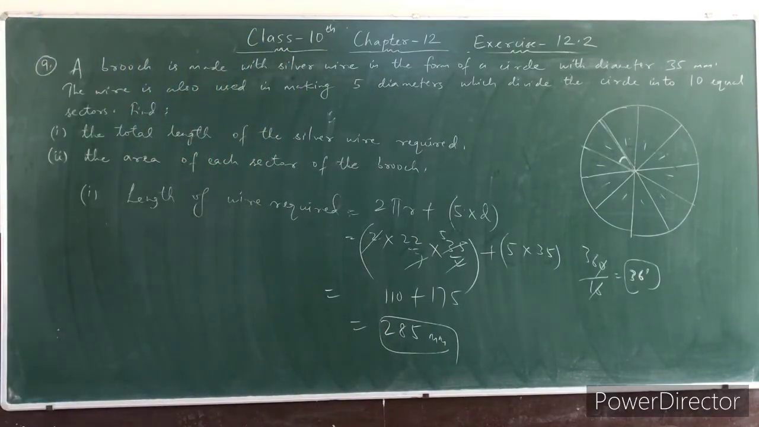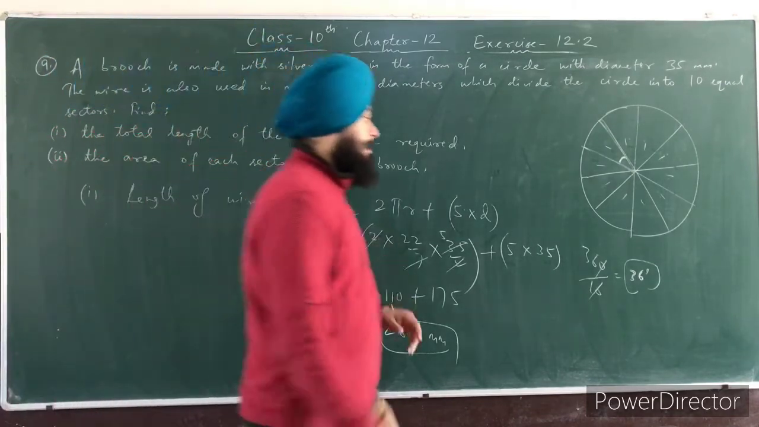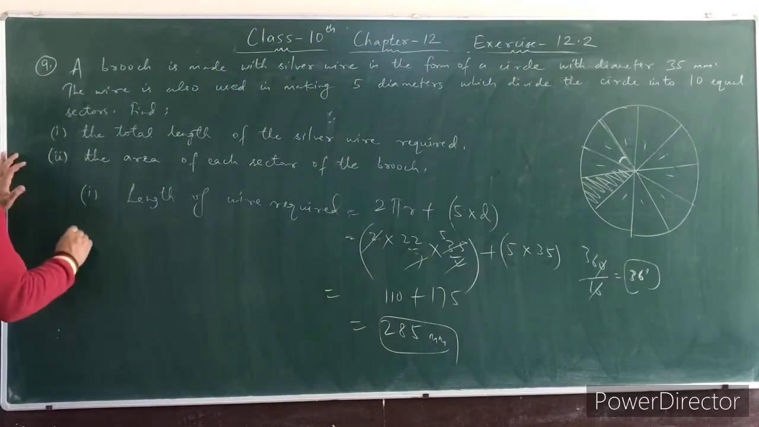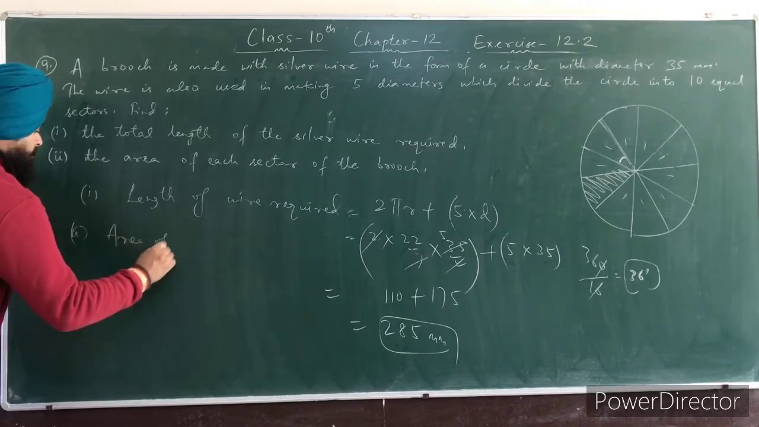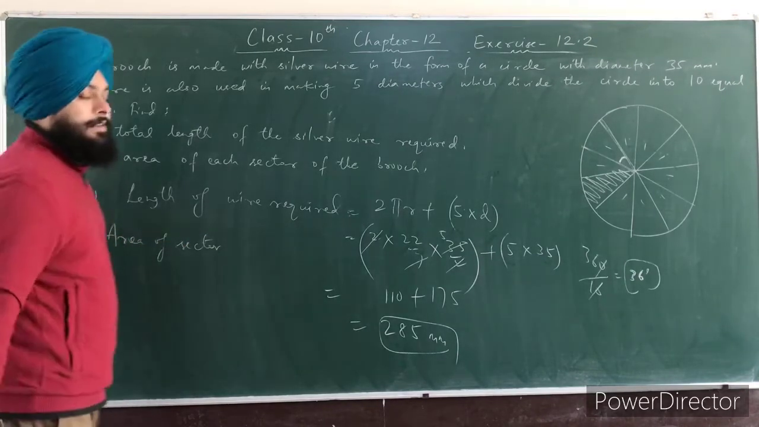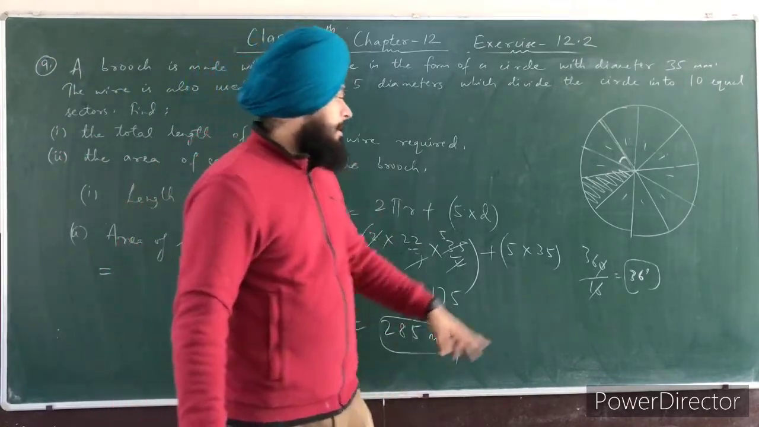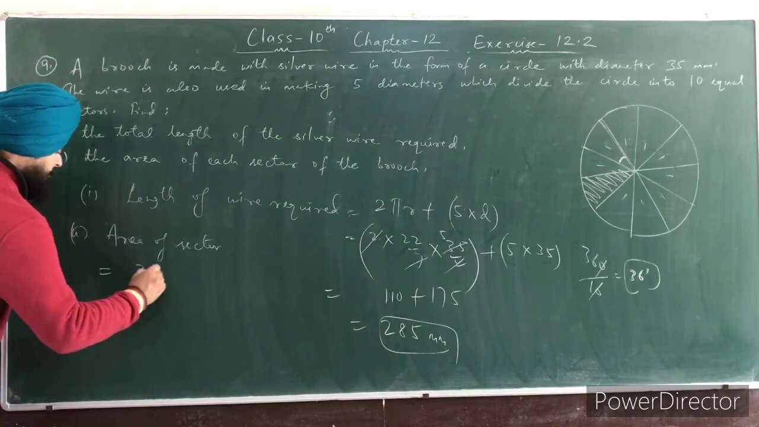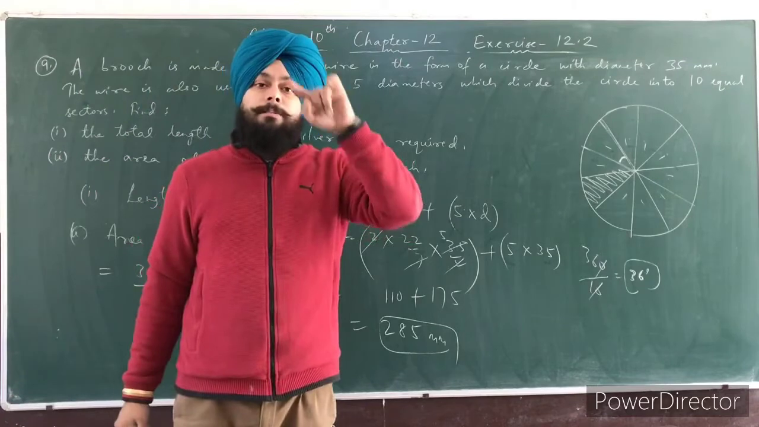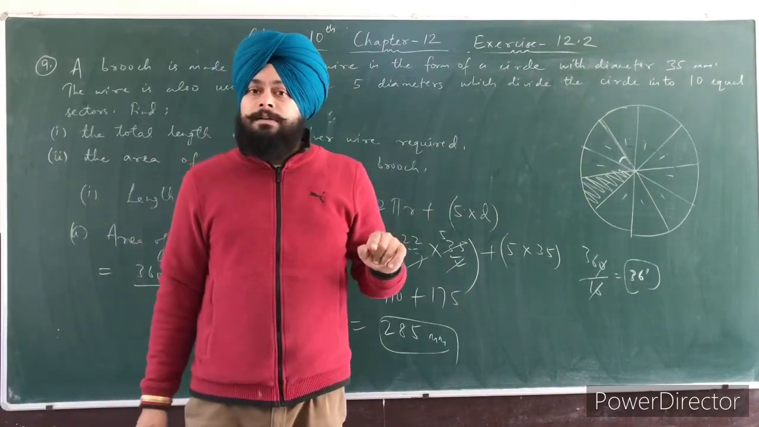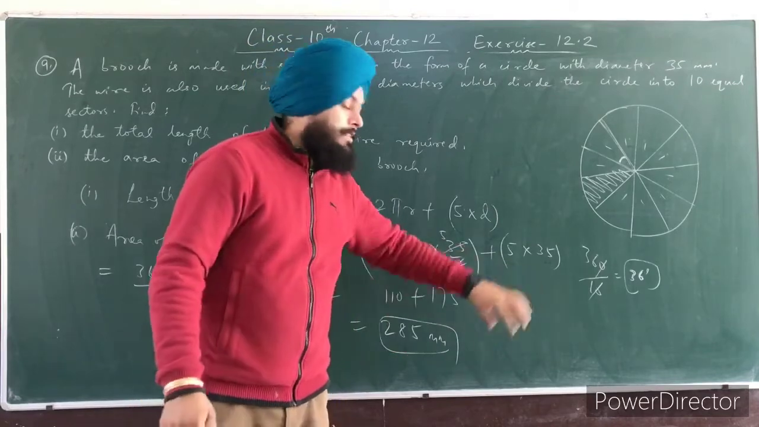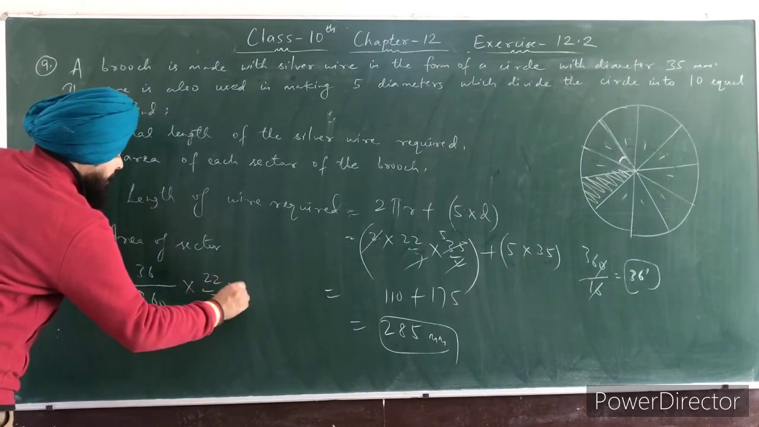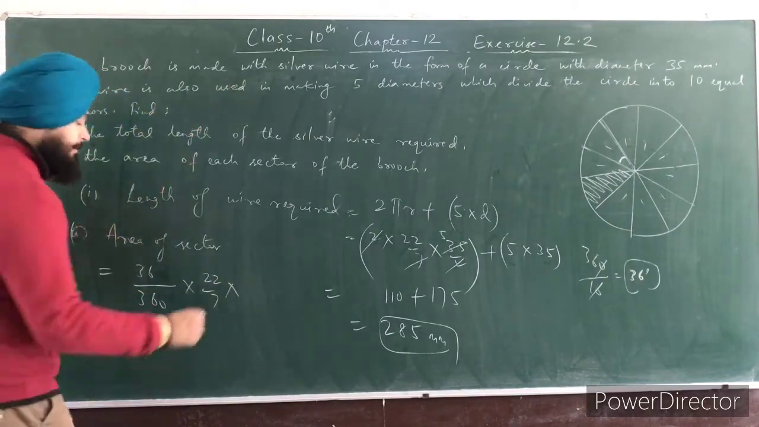The second part is to find the area of each sector of the brooch. Each sector. You have to find the area of a sector. So the area of a sector is theta over 360 into pi r square. Theta is the angle between two consecutive radii. So theta here is 36 degree, because there are a total of 360 degree in a complete revolution and there are 10 equal sectors. So you divide 360 by 10, and that is 36 degree. So it is 36 degree over 360 into pi r square. R is what? Radius is 35 over 2.